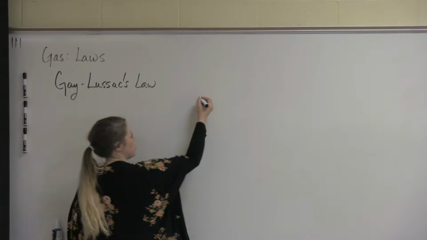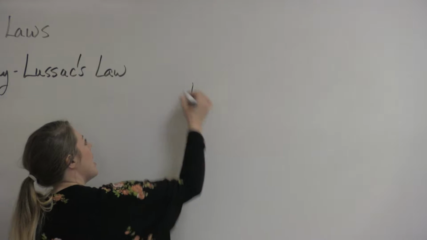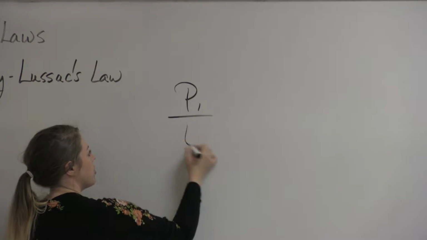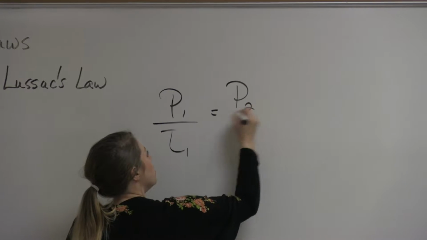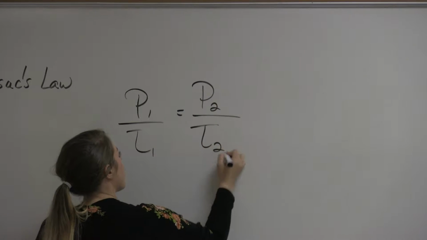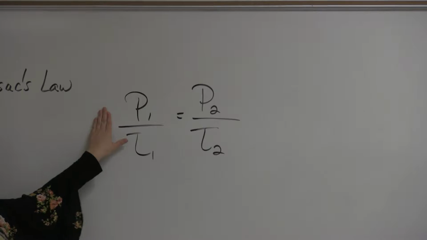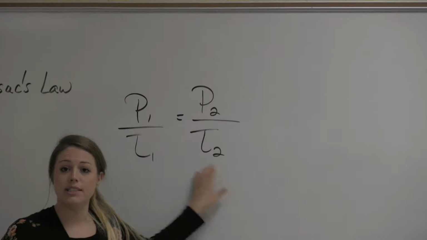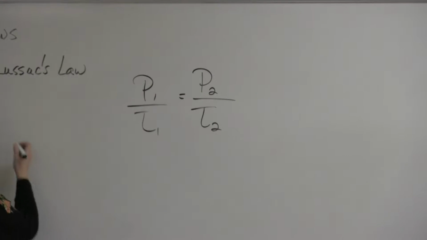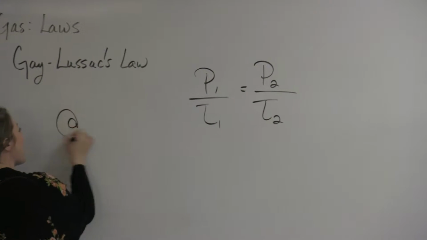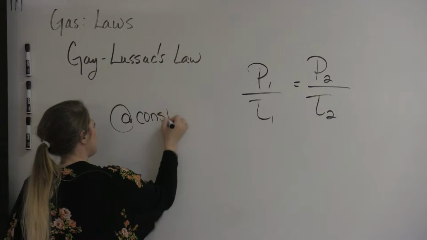So, if this is a direct relationship, that means if we have an initial pressure and an initial temperature, these are going to be directly proportional to our final pressure and our final temperature. So if I increase pressure, temperature must also increase. The only way I can increase pressure is if temperature is increasing. Now what we're going to hold constant is volume; this is going to be at a constant volume.